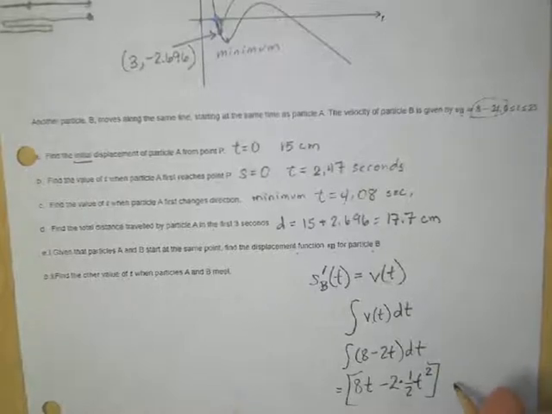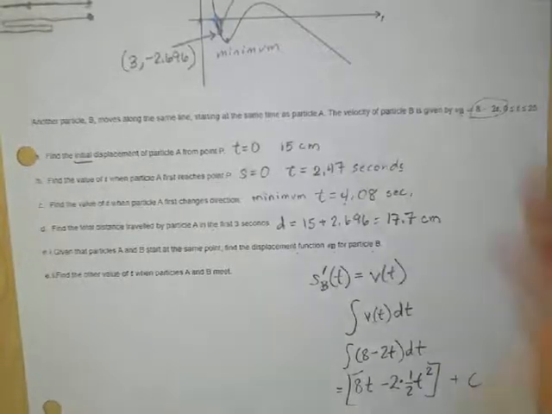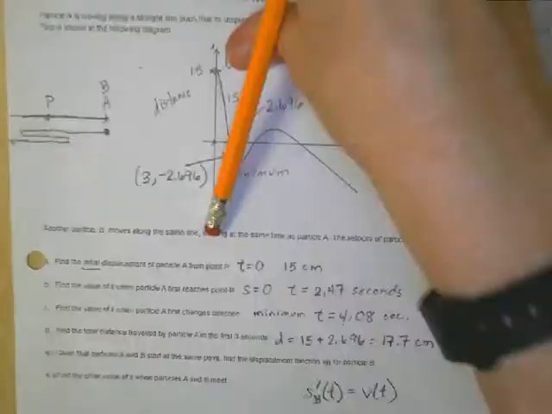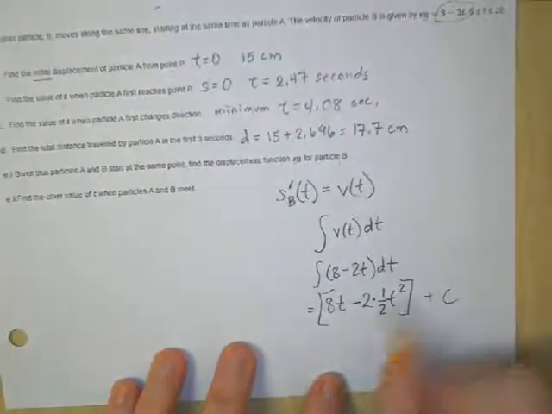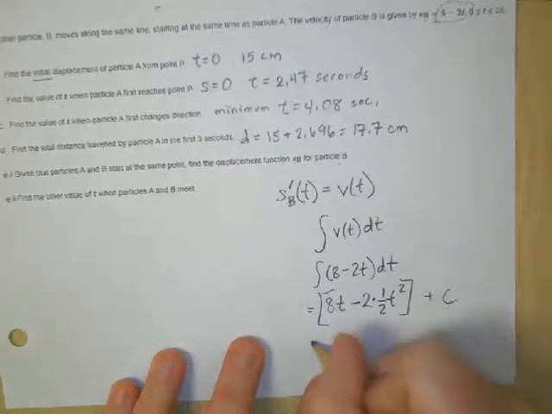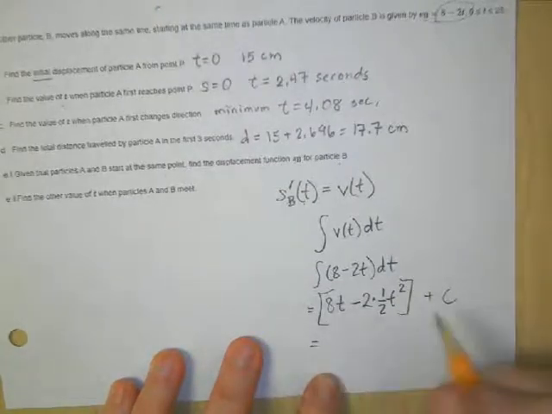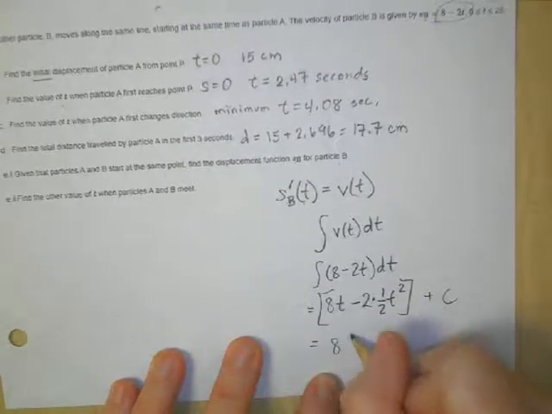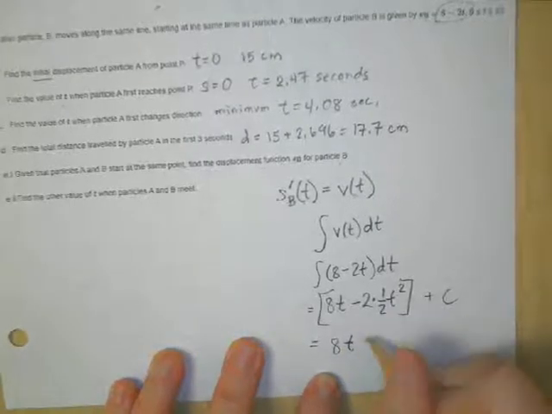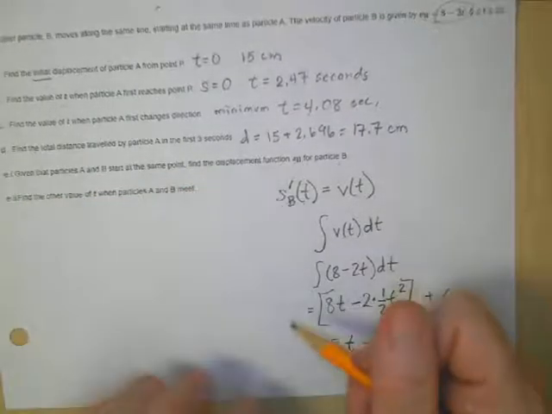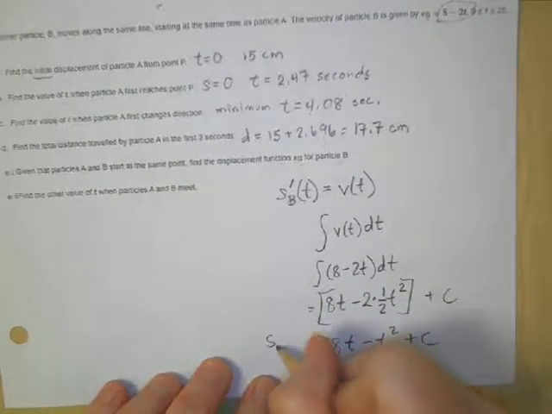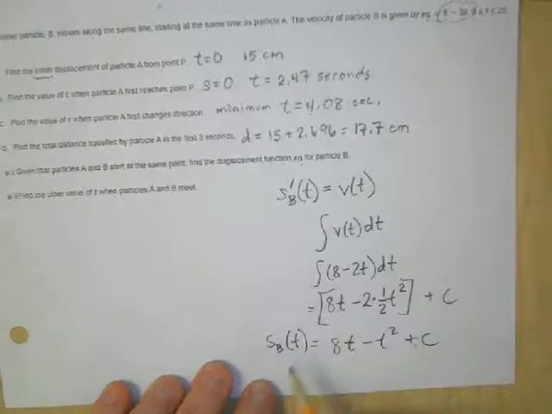And plus c. I don't have any boundaries on this, so I'm just going to leave it as an indefinite integral. The indefinite answer is going to be 8t minus t squared plus c. Now, I want to find the actual function. So this is S sub b of t. This is the displacement function.